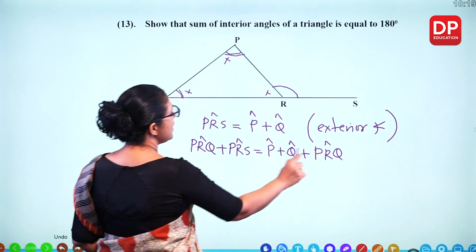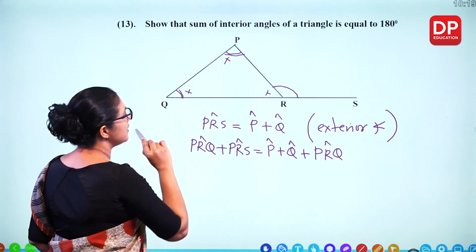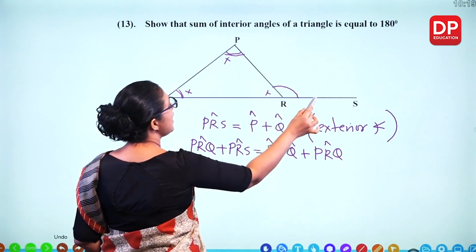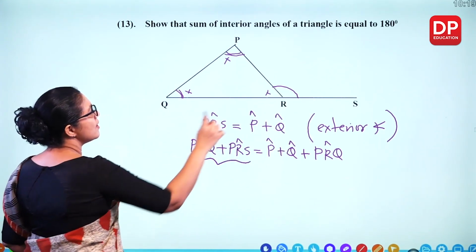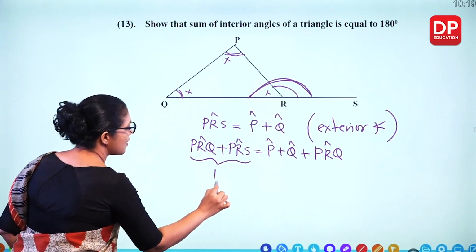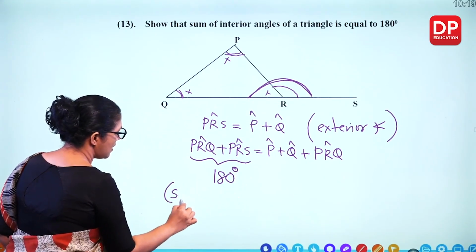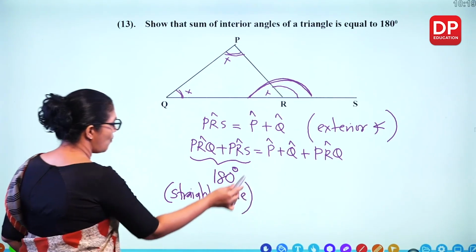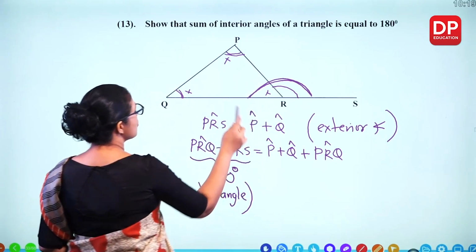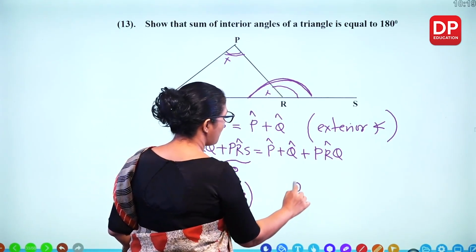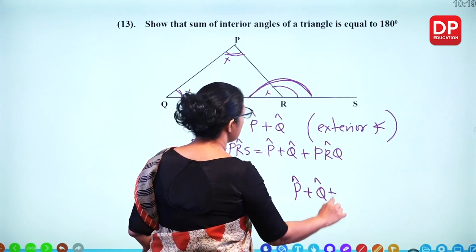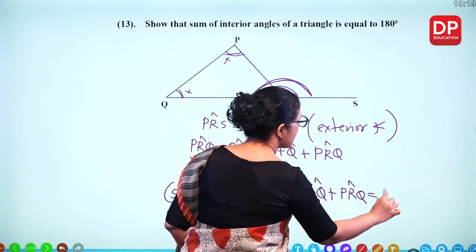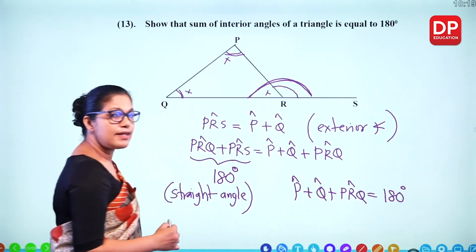Now, these three are the angles in a triangle. So, we need to show that that's 180. Look at this one. PRQ angle and this exterior angle. What's this equal? This is a straight line, straight angle. Straight angle is 180 because of straight angle. So now we found out the three angles in a triangle is 180. So P plus Q plus this R angle, PRQ, three angles add up to 180.